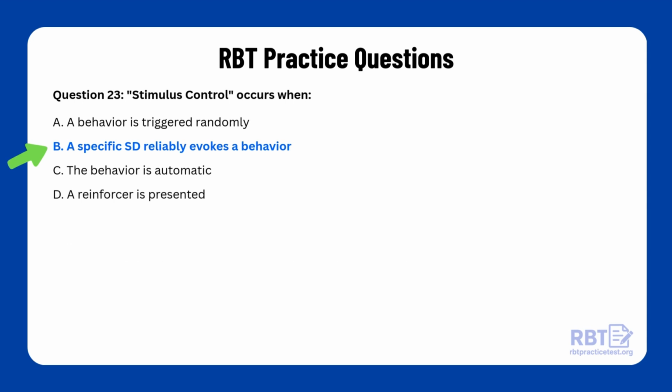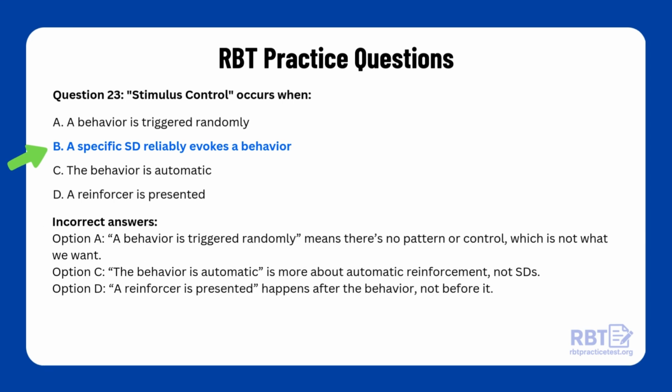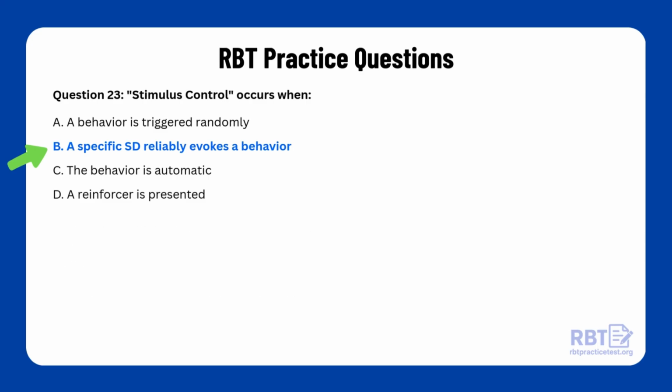Now for the wrong answers. A. There's no pattern or control, which is not what we want. C is more about automatic reinforcement, not SDs. D happens after the behavior, not before it. Remember that a stimulus predicts behavior because of history with reinforcement. That's stimulus control.